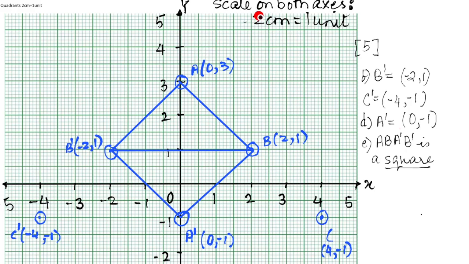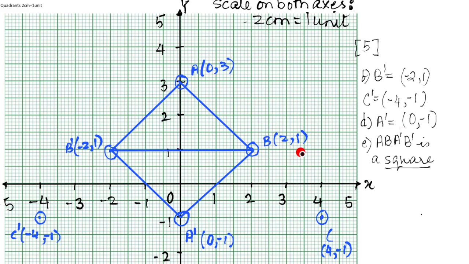So you can see I have written the scale on both axes here. 2 centimeter equal to 1 unit. And I have drawn x-axis, y-axis and taken 2 centimeters equal to 1 unit on y-axis also and x-axis also. The first point that we had to plot was A, which is 0,3. So 0,3 lies on y-axis. So on y-axis 3 units, this is our A.